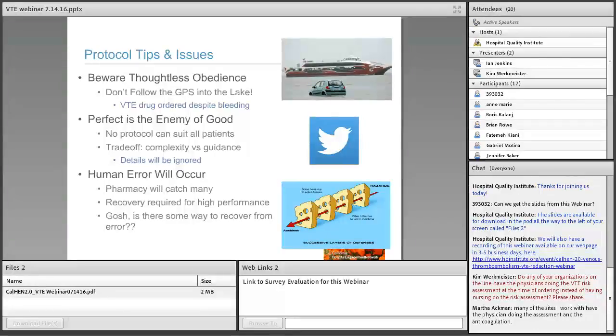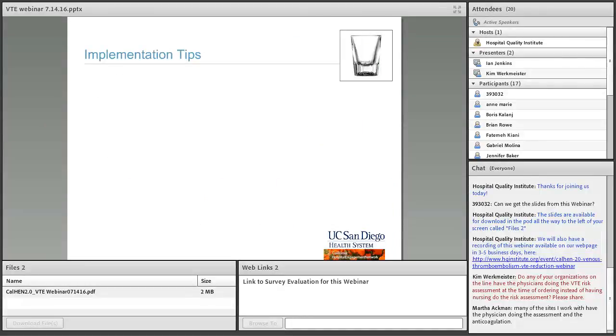And then, of course, the issue of human error. Pharmacy may catch many of the mistakes the doctors make, but if we really want to do a great job, we need to have some sort of recovery system for high performance, and we'll talk about how to get there.